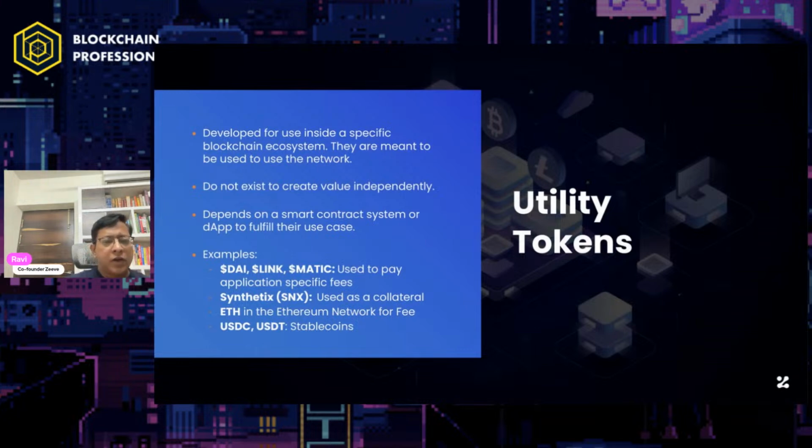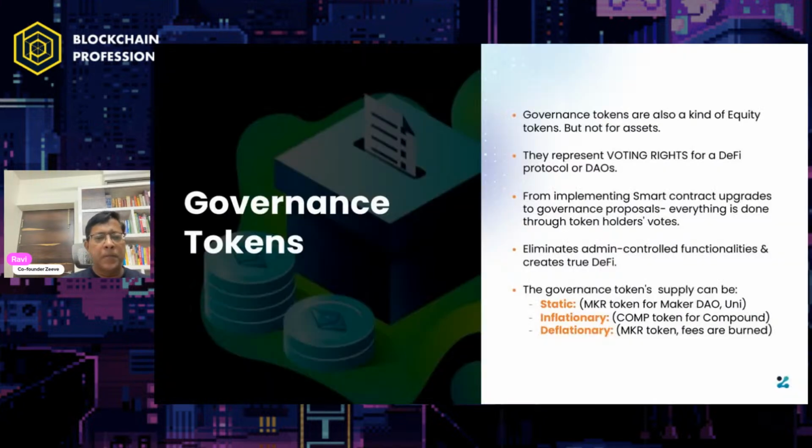It may be used as collateral, like in the case of synthetics, and stable coins, as we see, are all utility tokens, where they are backed by a certain asset. It may be fiat collateralized, or it may be crypto collateralized, like we see in the case of DAI, or it may be algorithmic, like what we saw with the case of Terra Luna, etc. So all these are utility tokens.